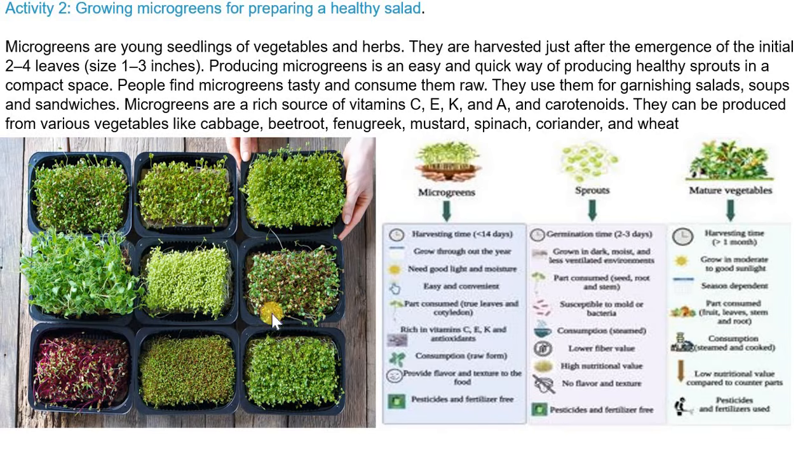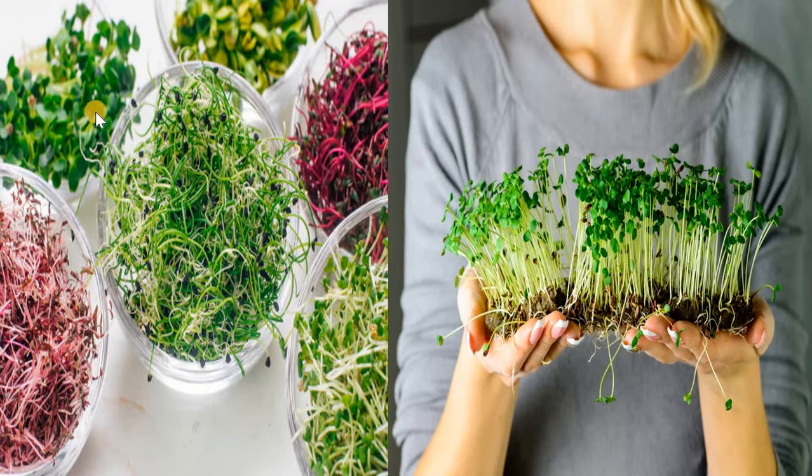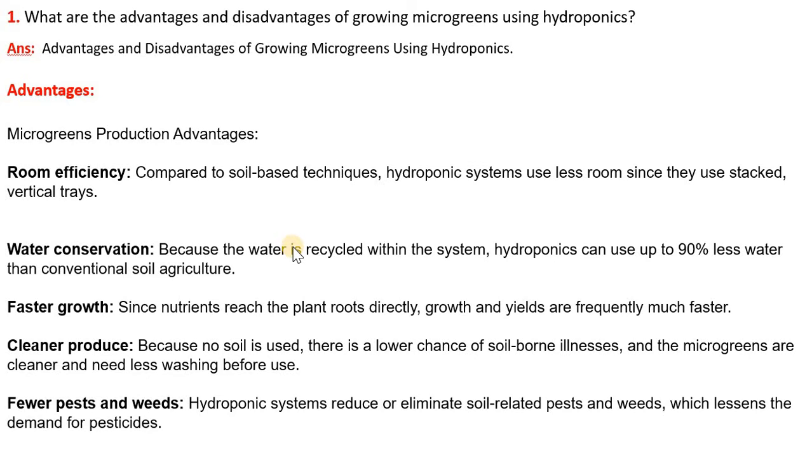See, here is the picture of microgreens. You can see here. See, these are the microgreens. Sprouts are different and microgreens are different. These are not sprouts. These are microgreens. Now, the question here is, what are the advantages and disadvantages of growing microgreens using hydroponics? Advantages and disadvantages of growing microgreens using hydroponics.